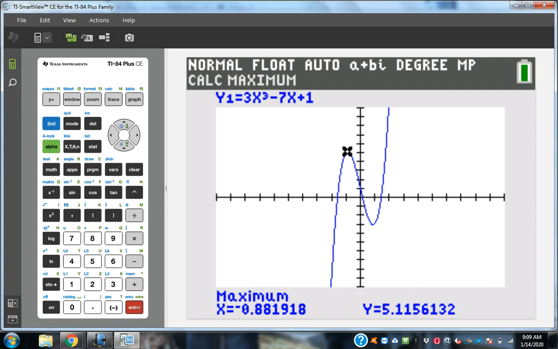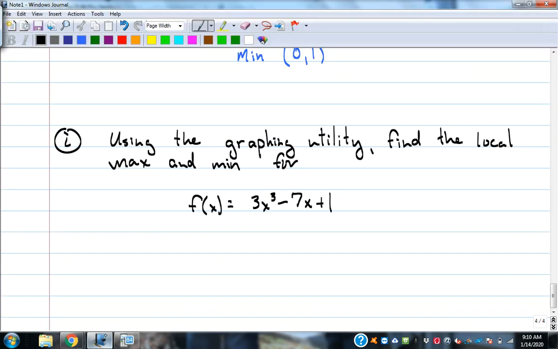So our x value is negative, go 2 decimal places, negative 0.88, and our y value would be 5.12. So there is a local max at negative 0.88, 5.12.